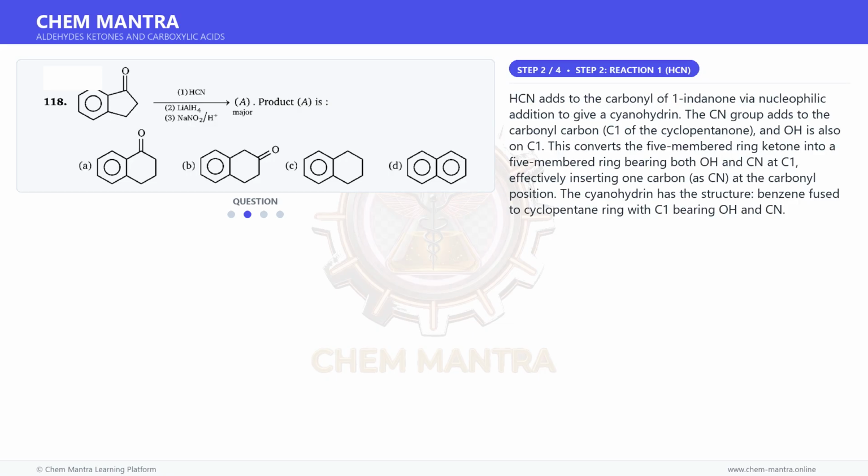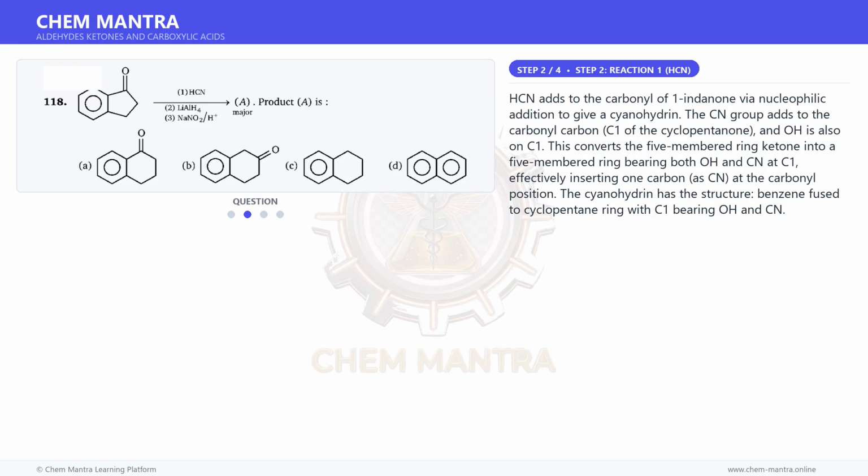Moving on to the next step. HCN adds to the carbonyl of 1-indenone via nucleophilic addition to give a cyanohydrin. The CN group adds to the carbonyl carbon, C1 of the cyclopentanone, and OH is also on C1.